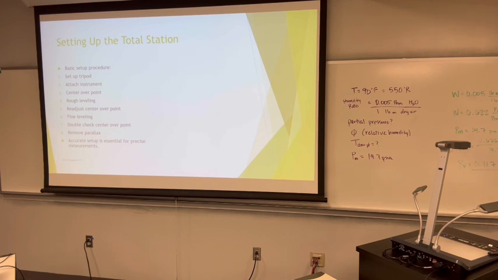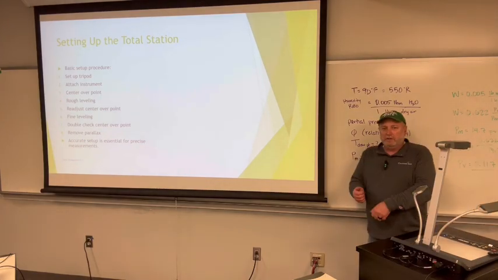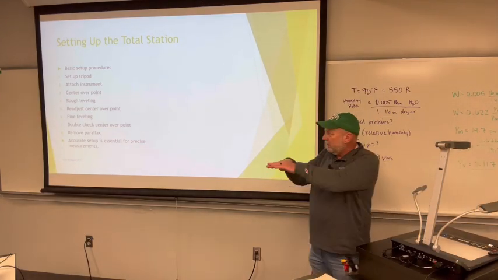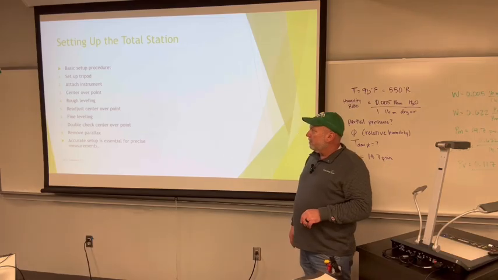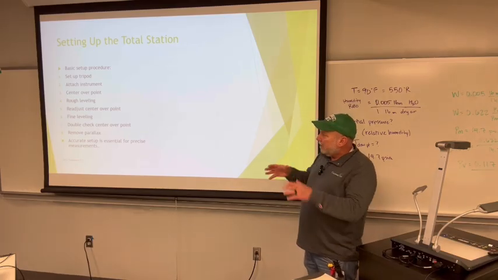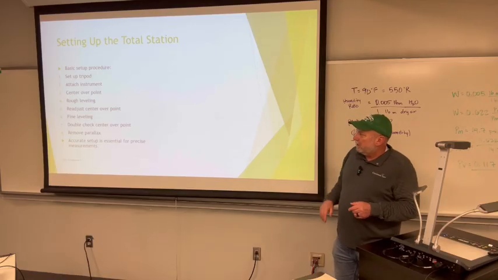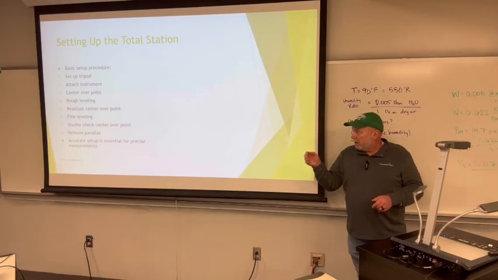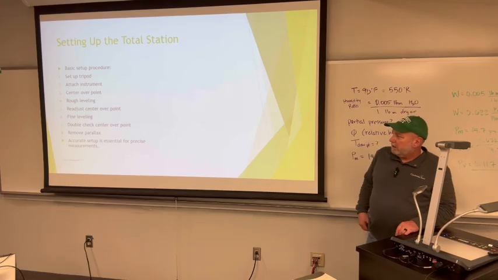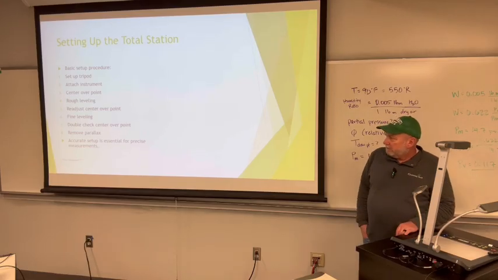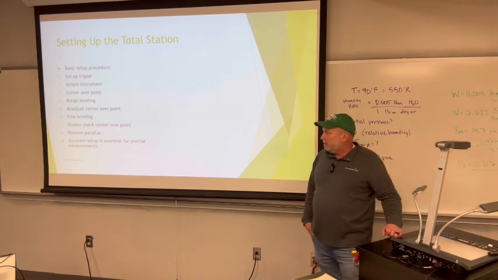There's a little level bubble on the tribrach. You do a rough leveling. That's where you just use the legs of the tripod to get that bubble roughly leveled. Readjust to make sure you're centered over the point. Then you use your fine leveling. Double check that you're centered over the point. Remove your parallax. And yeah, knowing that accurate setup is essential for precise measurements.